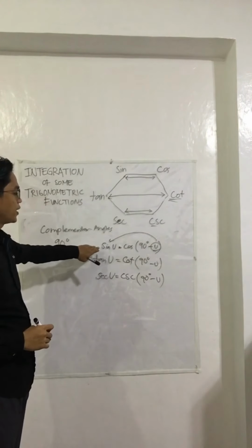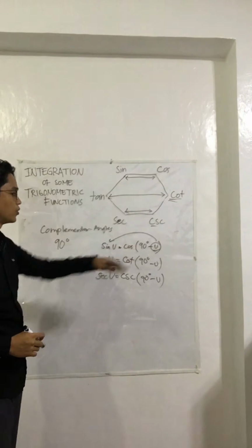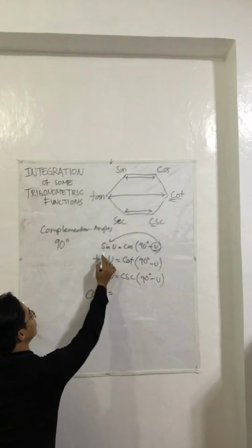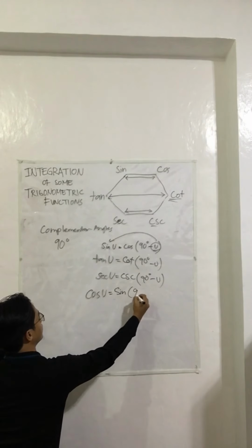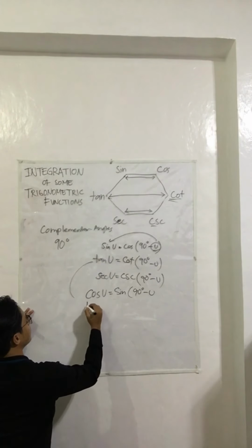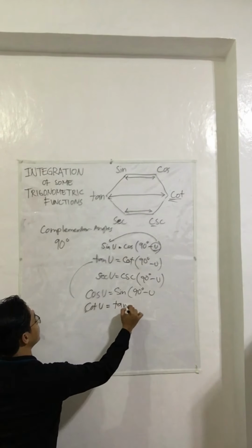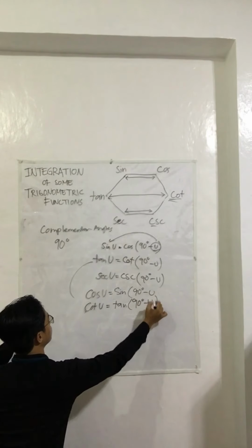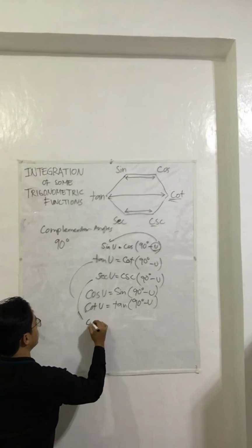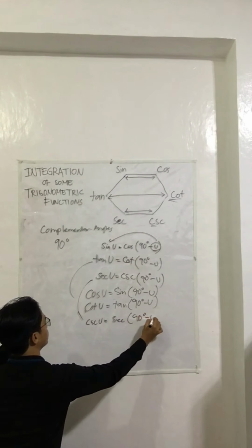So yung inverse naman ni sine u is equal to cosine 90 degrees minus u. Yung inverse naman niya is cosine u is equal to sine 90 degrees minus u. And then yung inverse naman ni tangent is cotangent u is equal to tangent 90 degrees minus u. And si secant naman, yung inverse naman niya, cosecant u is equal to secant 90 degrees minus u.